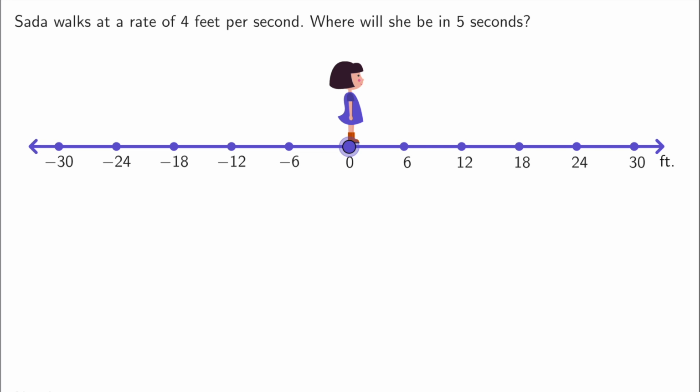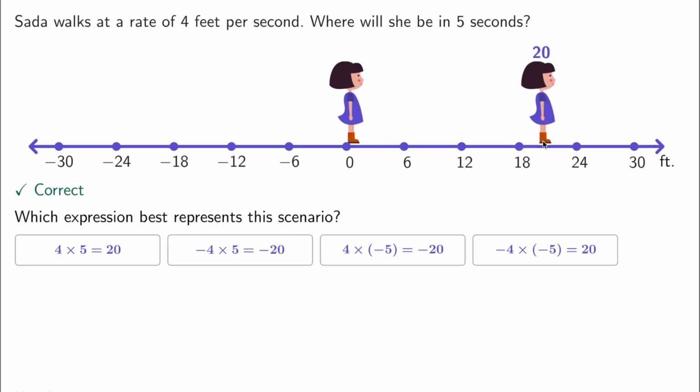And after that, it will be 20. Basically, it's 4 times 5. So let's put Sada in the place of 20. And absolutely correct. She is walking at a speed of 4 feet per second. And after 5 seconds, she will be at 20. So which expression do you think best describes her?